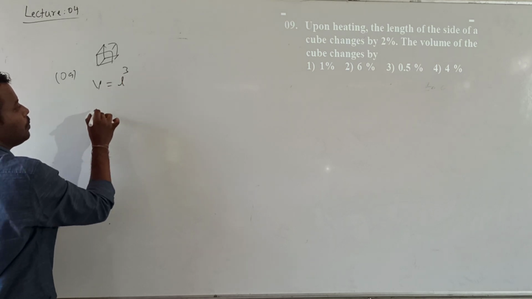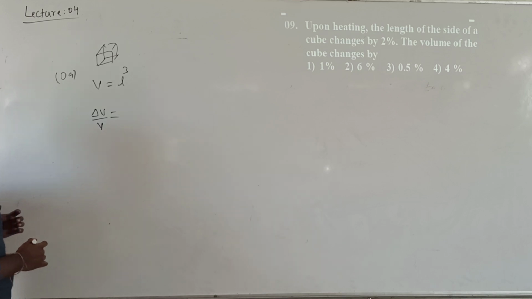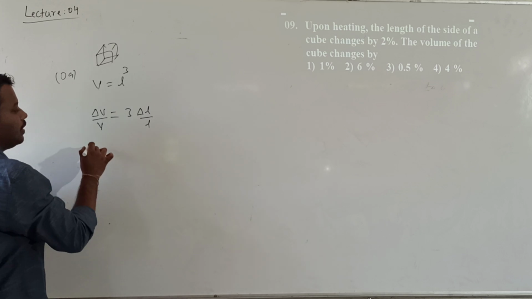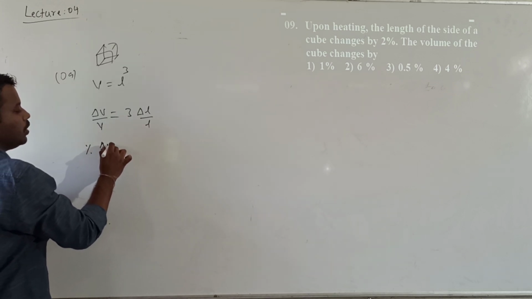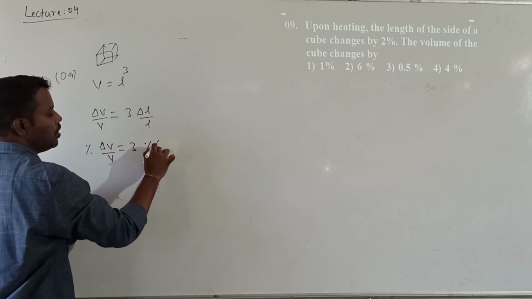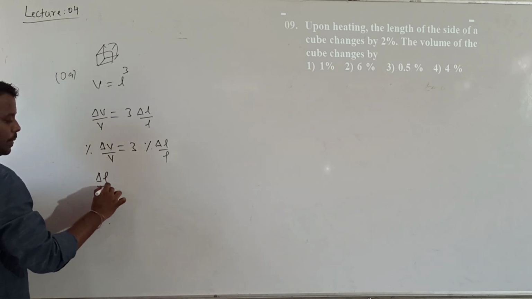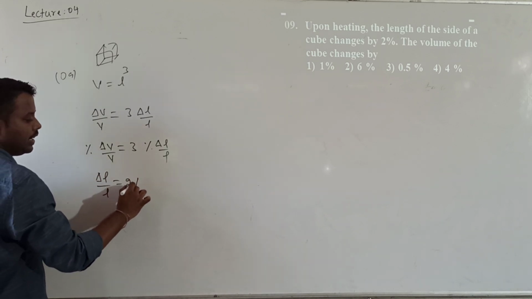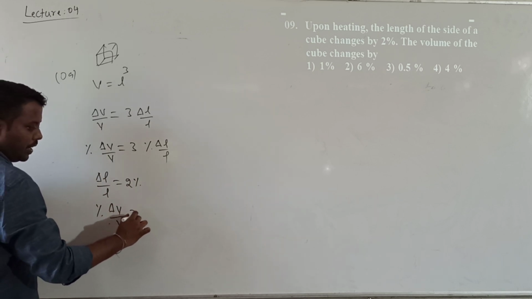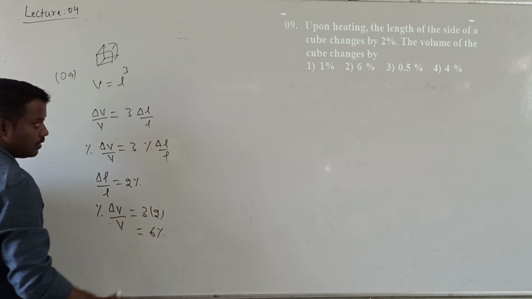So volume is directly proportional to L cube. What will we get for delta V by V according to the power rule? Delta V by V is equal to 3 into delta L by L. The percentage change in the volume is given by percentage of delta V by V is equal to 3 into percentage of delta L by L. They have given that the percentage change in length is 2%. Then the percentage change in volume is 3 into 2, correct? Which is equal to 6%.